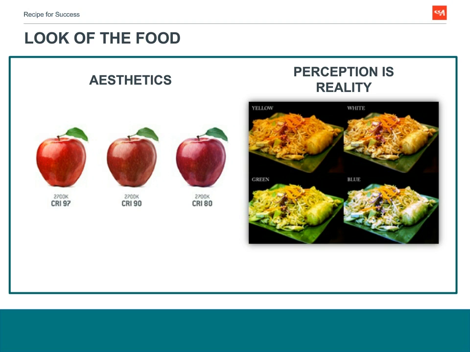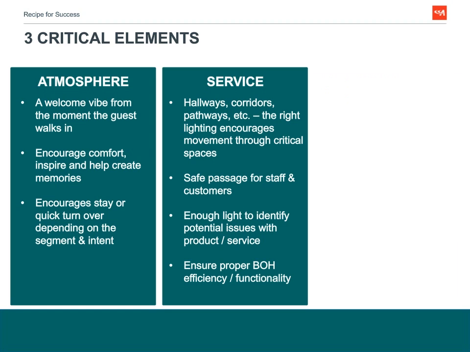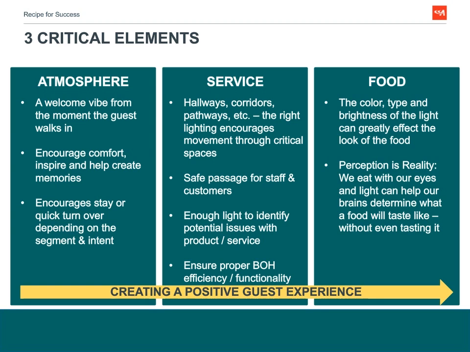In the image of the Chinese food above, you can see how changing the color of the light can affect the look of the food. The perception of the food is often more important than the reality, as your guest will be eating with their eyes first. You've now learned how the 3 elements, atmosphere, service, and food, all are critical in delivering a positive guest experience and the impact that lighting has on each of those elements.